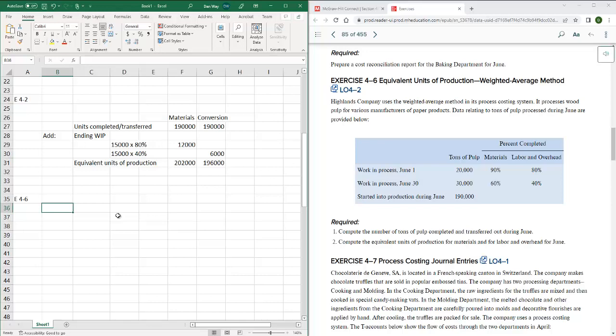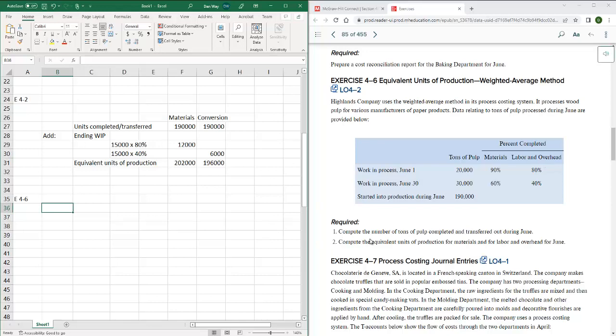Okay, so 4-6 said Highlands Company uses the weighted average method in its process costing system. It processes wood pulp to make a bunch of different paper products. Here's some data related to tons of pulp processed in June. So we've got the beginning and ending work in process. We know it was started into production. And then we know percent completion for beginning and ending work in process with respect to materials, and then labor and overhead, which is just another way to say conversion, in that same period.